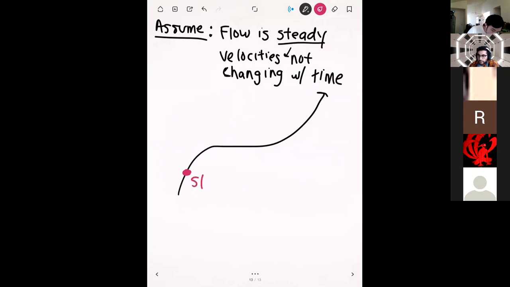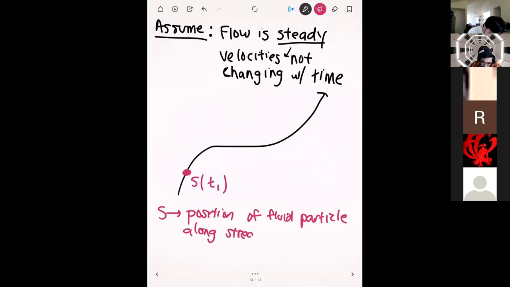Let me describe the position. This S right here represents the position of a fluid particle along a streamline. And this is actually a function of time. What I have right here is S at T1. So S at T1 is the position of that fluid particle at time one.